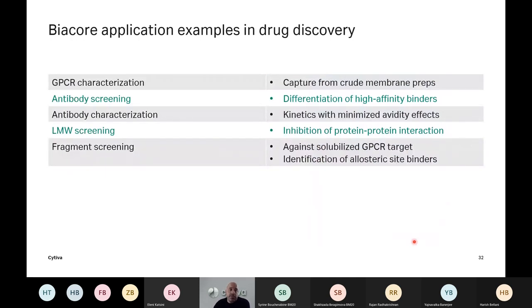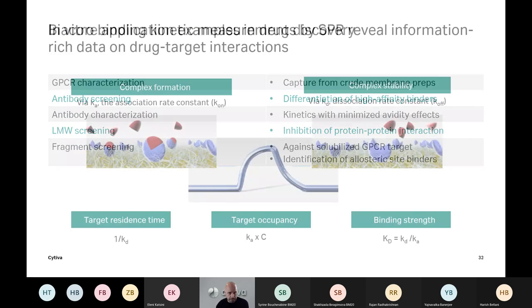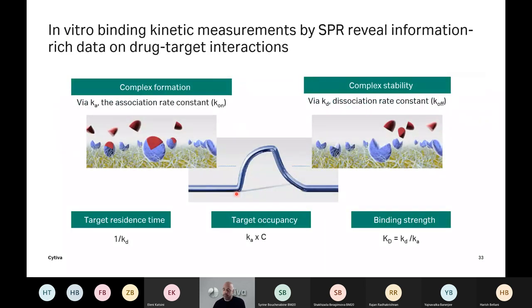Application examples in drug discovery are, for example, GPCR characterization, antibody screening, antibody characterization, low molecular weight compounds screening, or fragment screening. From the studies with Biacore systems, we can get information regarding the complex formation, as we have seen, complex stability, but also we can get an idea about the target residence time, target occupancy, and binding strength. Binding strength is what we call the affinity in the end.